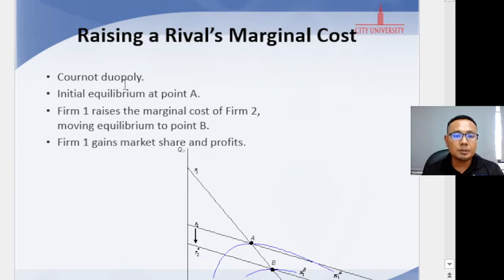So in the example of a duopoly, remember the company environments in this Cournot duopoly. That means two companies sharing the market. So the initial equilibrium is at point A, right, and then firm one raises the marginal cost of firm two, moving the equilibrium to point B. So firm one gains market share and profit.